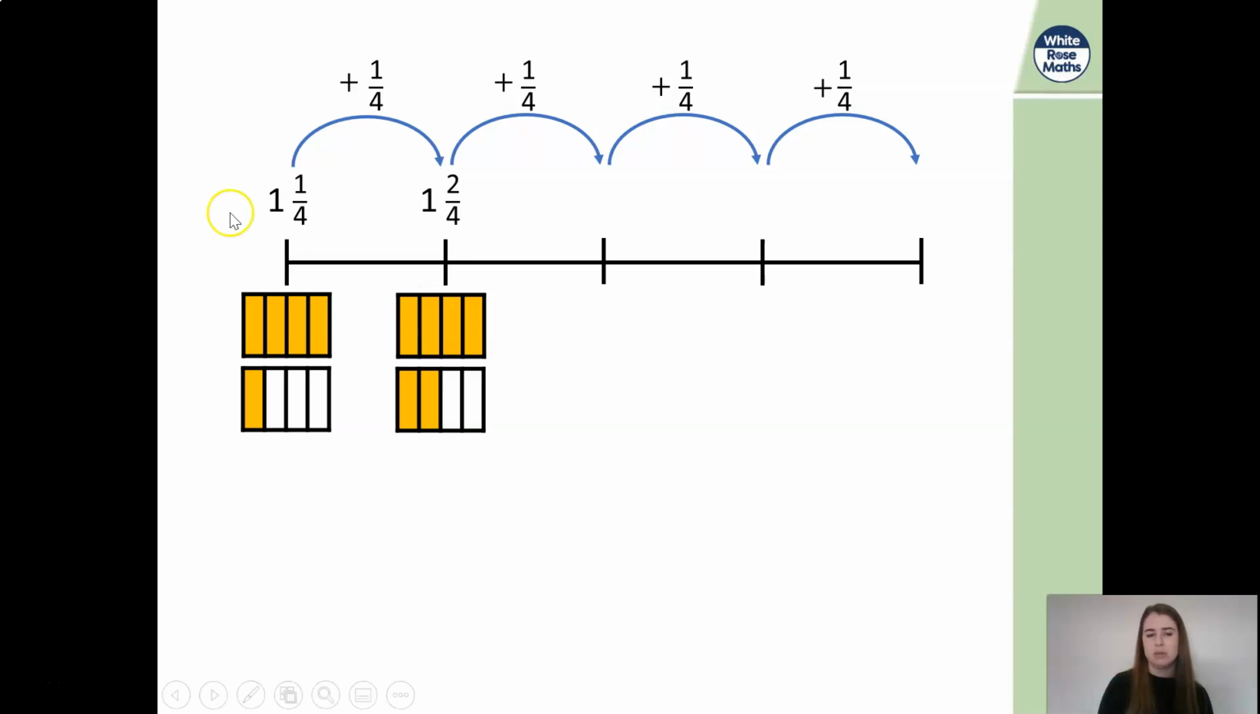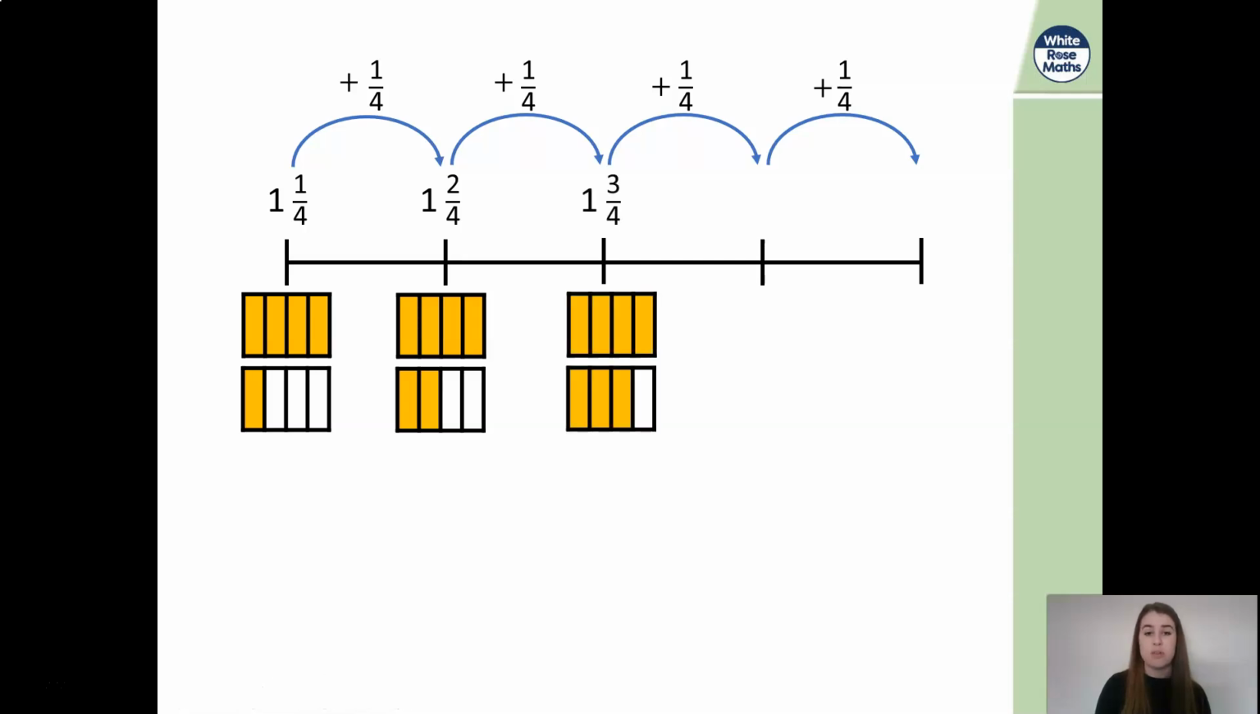Well, let's have a look. I go from 1 and 2 quarters. If I'm adding another quarter to 2 quarters, I've got 3 of them, so it's going to be 1 and 3 quarters. If I add another quarter on, I'm going to have 4 quarters, so that's going to be 1 and 4 quarters. Now, can I write 1 and 4 quarters? No. Why could I not write 1 and 4 quarters? Because 4 quarters is a whole, so I can add that to my other whole number. So here I would have 2 wholes.